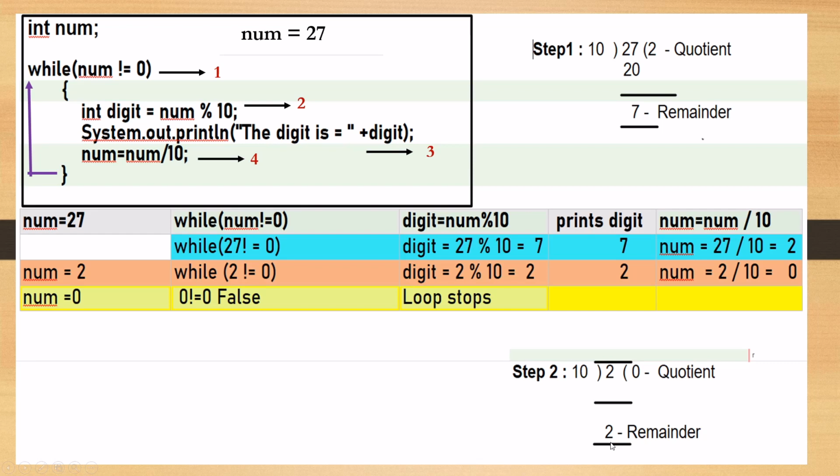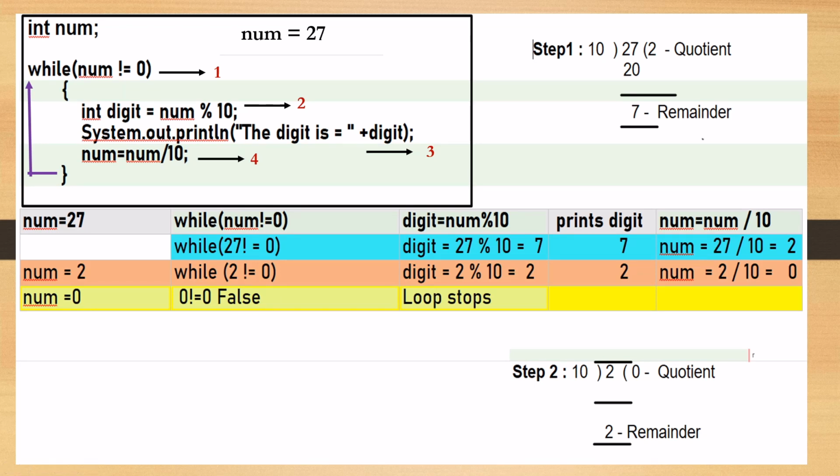So take this as one important tip. Whenever there is a smaller number before the modulo, with any bigger number on the other side, then this smaller number will be the remainder. For example, if I say 8 modulo 15, then 8 will be the remainder. In this case, we have 2 modulo 10, so 2 will be the remainder. After that, the third step is to print the digit. The digit that will be printed is 2, and then we have num is equal to 2 by 10. 2 by 10 is the quotient, so this quotient 0 will be the new num. When num becomes 0, 0 is not equal to 0 is false, and then the loop stops. Hope you understood this program logic.